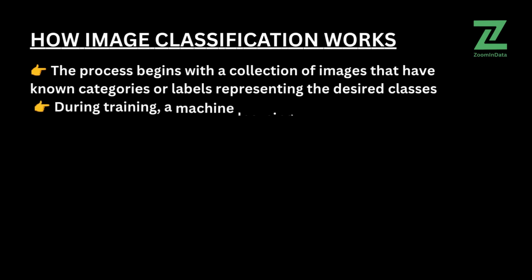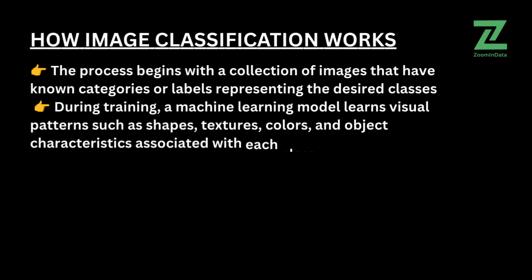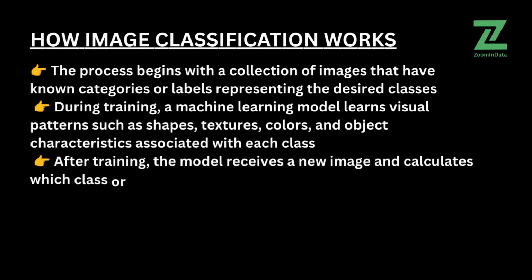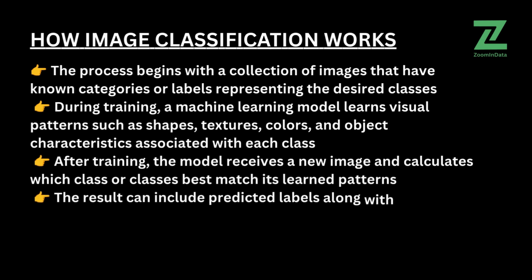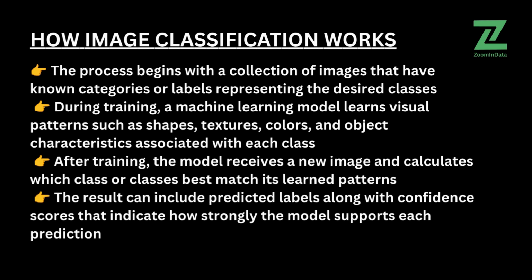The process begins with a collection of images that have known categories or labels representing the desired classes. During training, a machine learning model learns visual patterns such as shapes, textures, colors, and object characteristics associated with each class. After training, the model receives a new image and calculates which class or classes best match its learned patterns. The result can include predicted labels along with confidence scores that indicate how strongly the model supports each prediction.